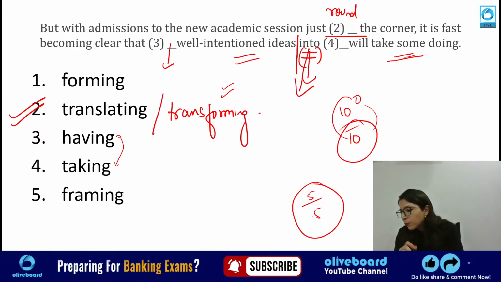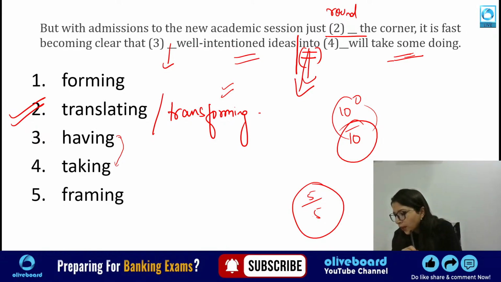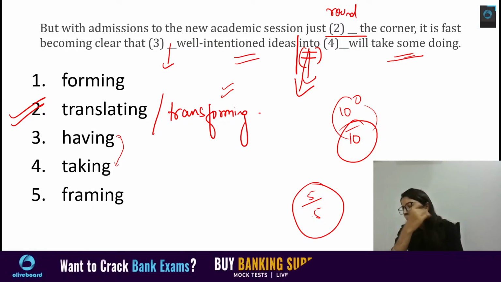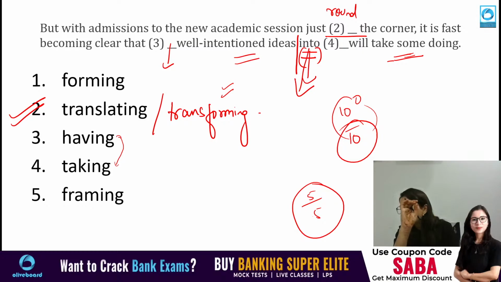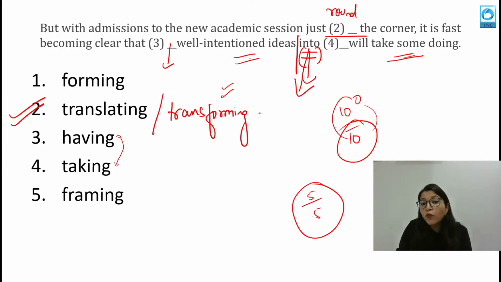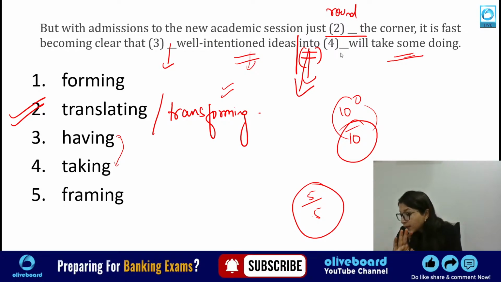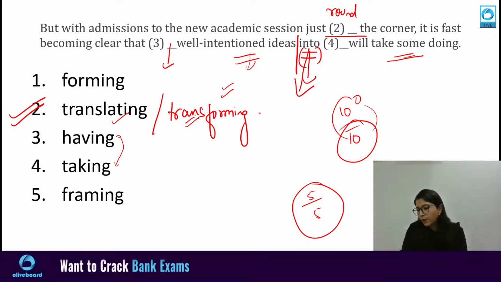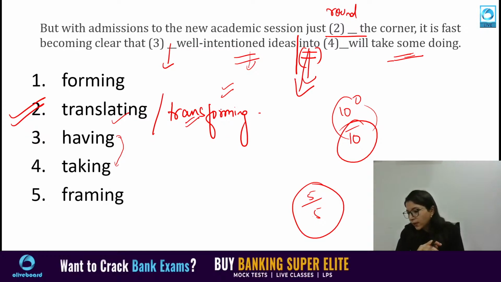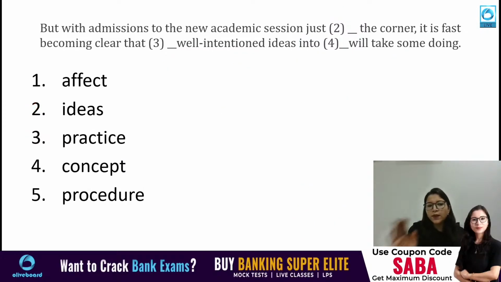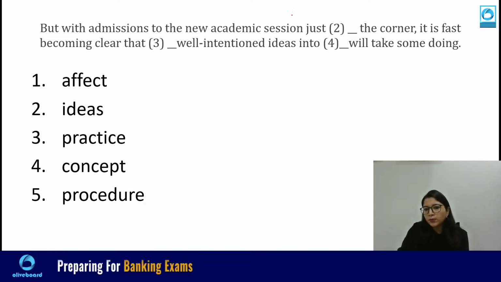Priyanshu is saying, ma'am, but the idea is already formed, right? Of course the idea is already formed, because our idea was clear at the start itself, that we want to have universal schooling. That idea is already framed. But here we are not talking about forming ideas. We are talking about changing our ideas into reality. Clear, Priyanshu? So the correct answer is translating or transforming. Since transforming is not given here, it will be translating. Okay. Next one we will do like this. Now this fourth.